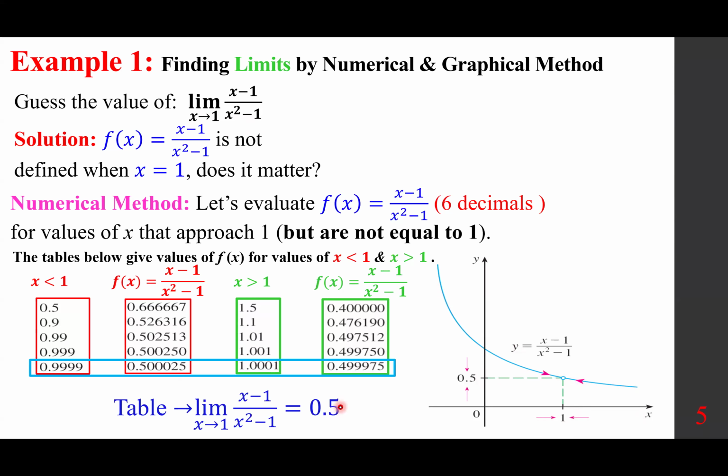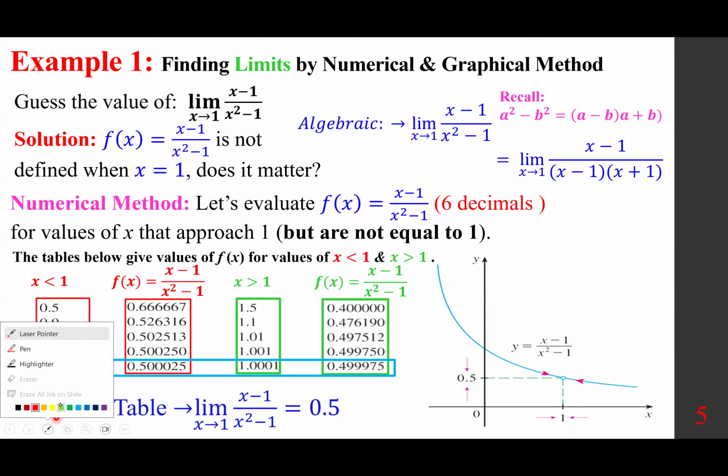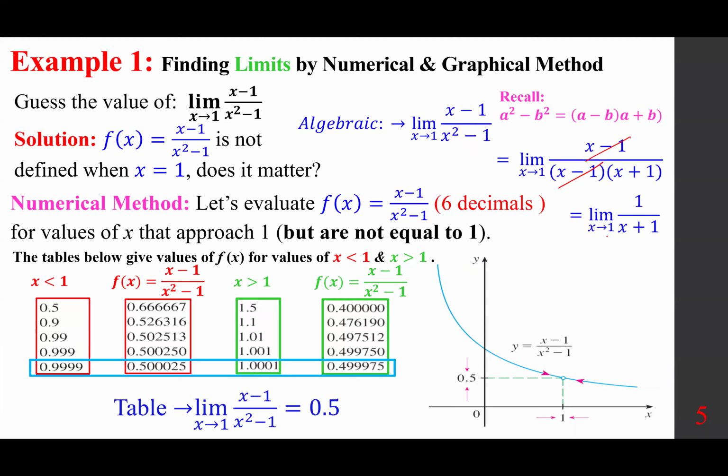Let's look at algebraic method, analytical method, which is even more important. To do so, we can factor the denominator. A squared minus b squared is a minus b, a plus b. This is x squared minus 1 squared. Therefore, the denominator is x minus 1, x plus 1. We cancel x minus 1. And now if you plug in 1, I hope you see that you get 1/2 or 0.5.